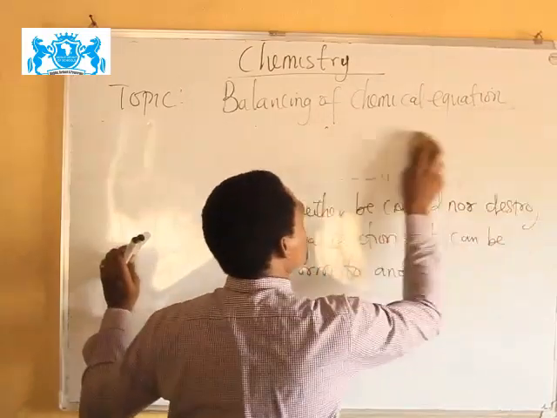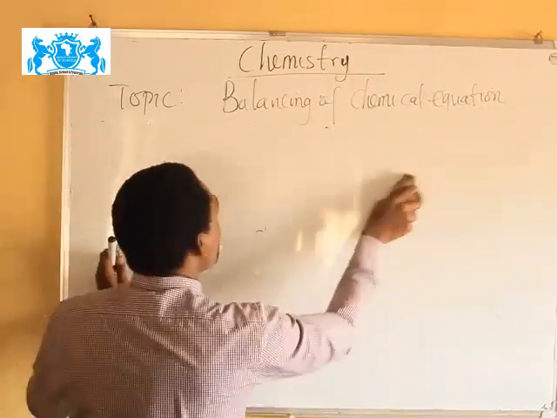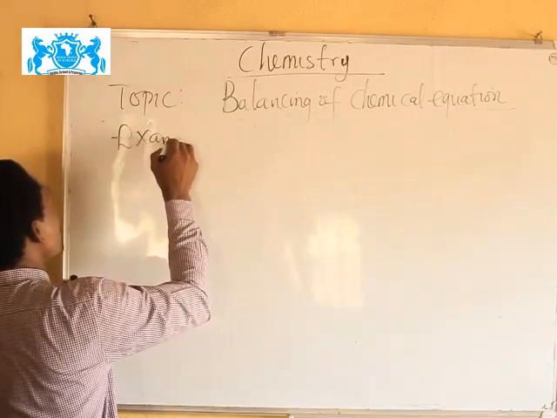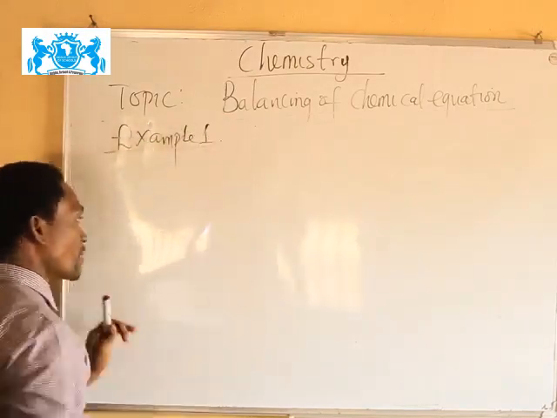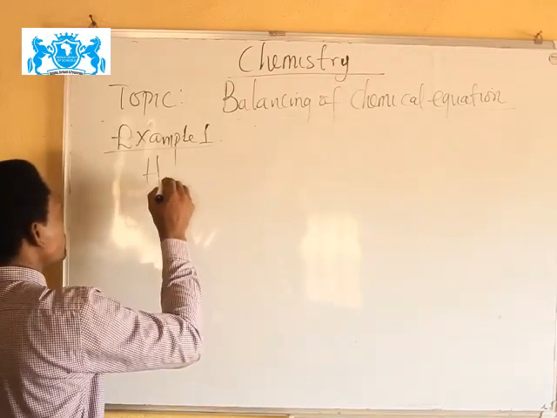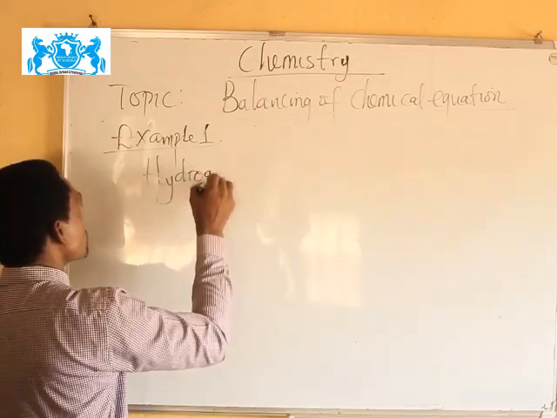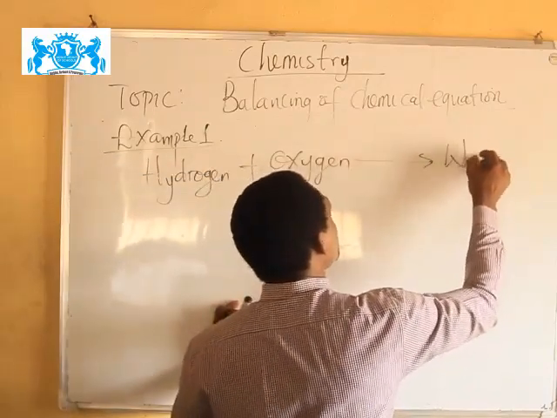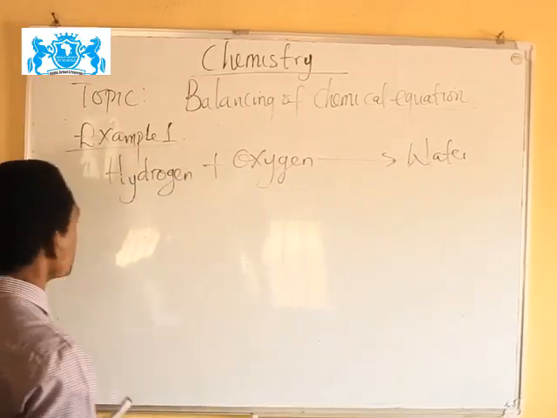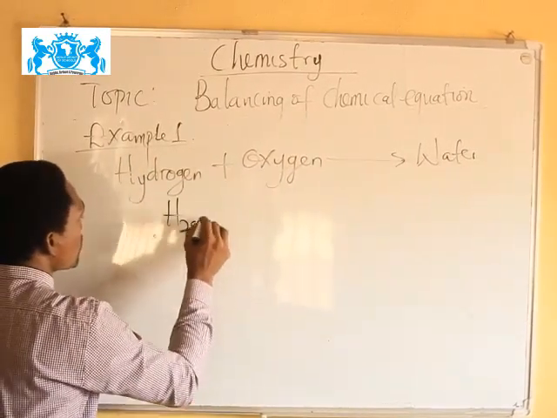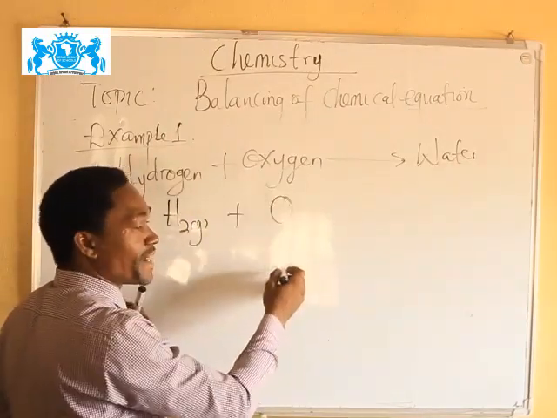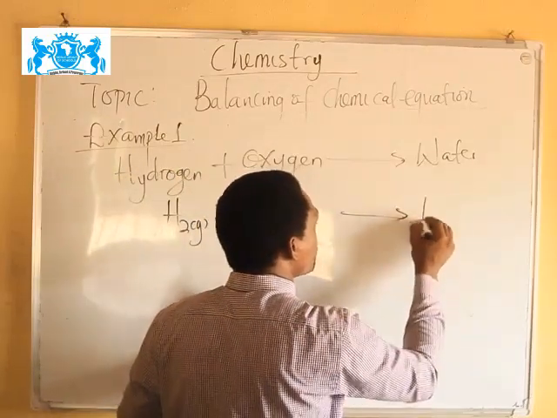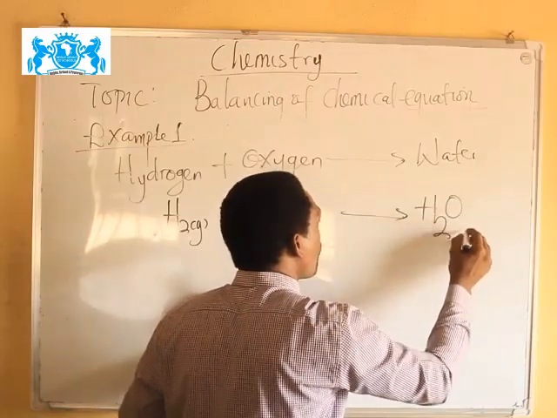I'd like us to quickly look at some examples of how we balance equations. Example one: how do we balance the reaction between hydrogen and oxygen to give us water? Hydrogen is represented by the symbol H2. It combines with oxygen, represented by the symbol O2, and they are both gases, to give us water, which is a liquid, represented by the formula H2O.